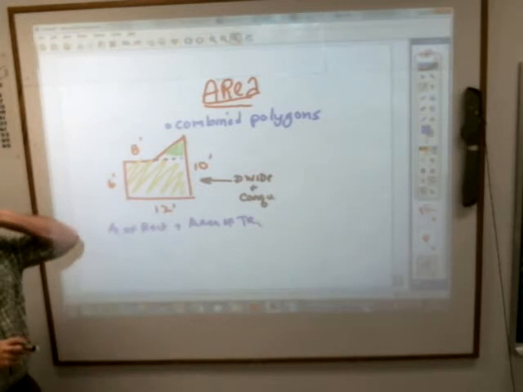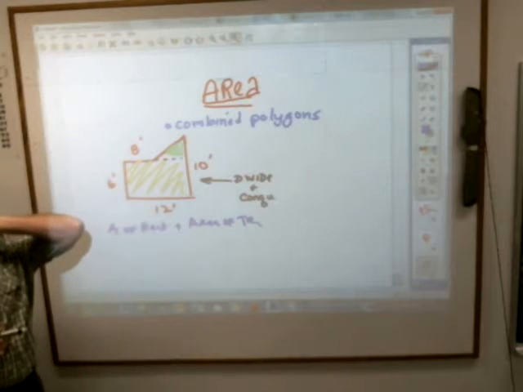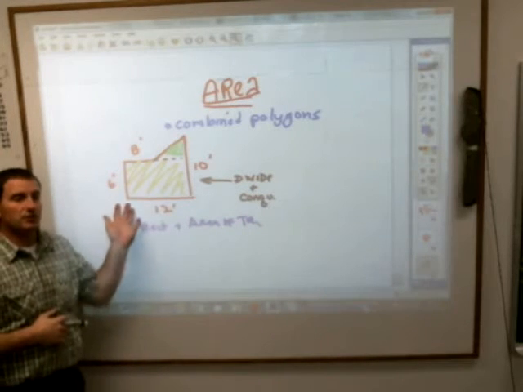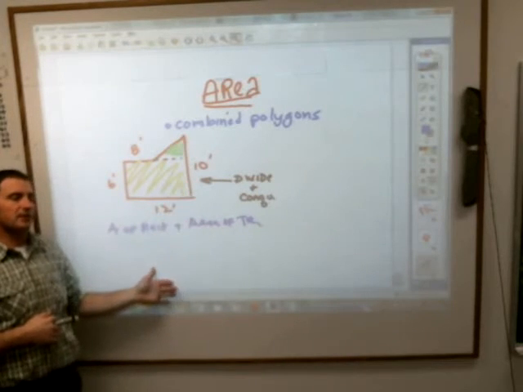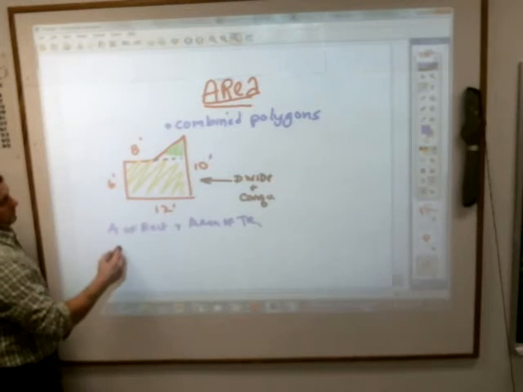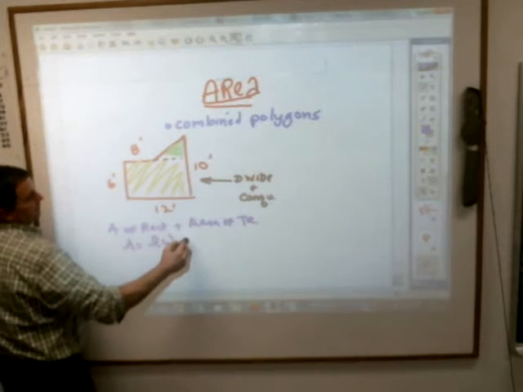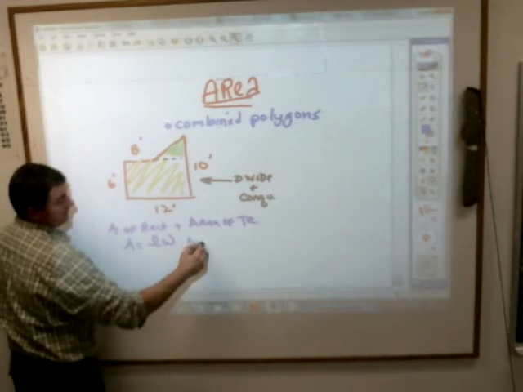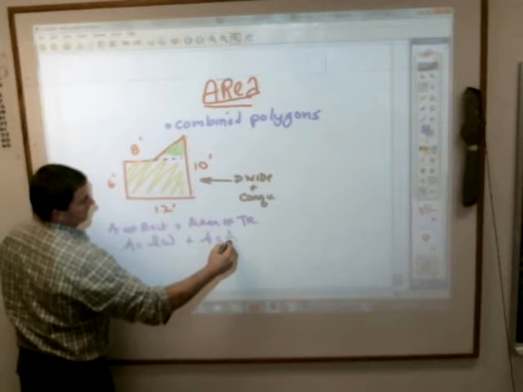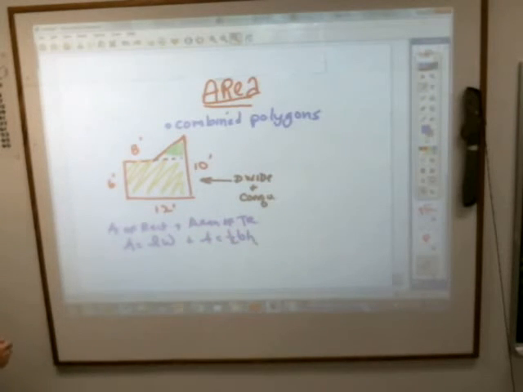And it's probably best if you actually jot this down so that you keep yourself straight. Because what I see happen a lot is somebody will find the area of the rectangle and then forget about the triangle, and then they'll write that down and it'll be wrong. We'll do the triangle, forget about the rectangle. What's the formula for the area of a rectangle? It is length times width. What's the formula for the area of a triangle? 1/2 base times height. Very good.